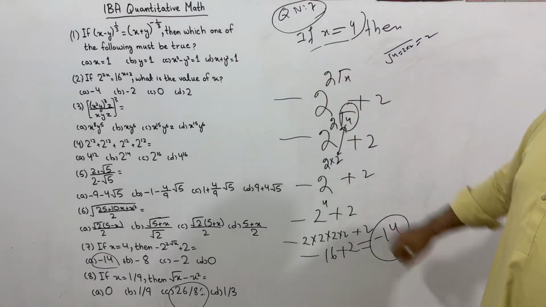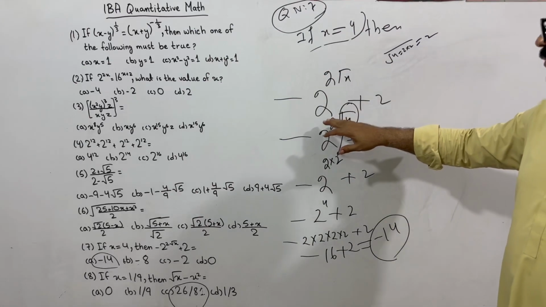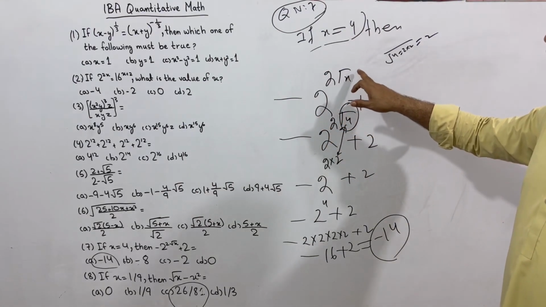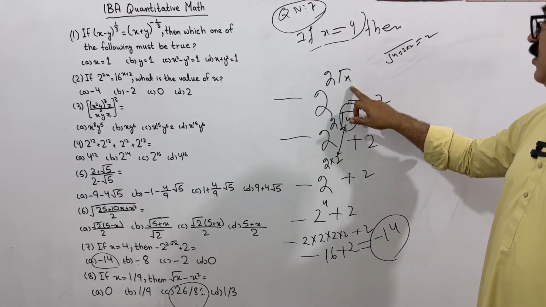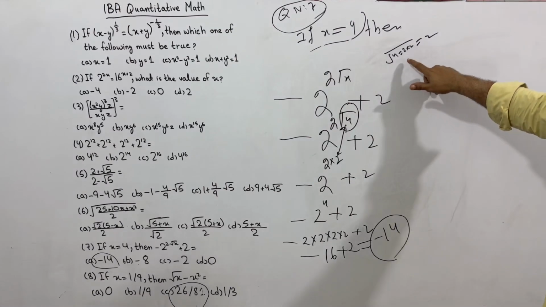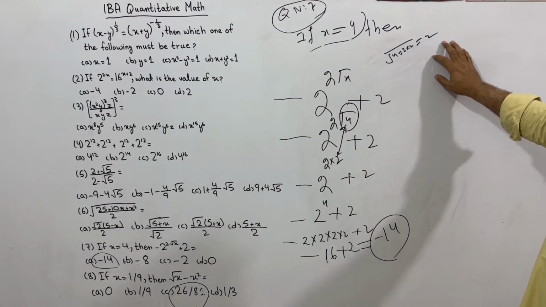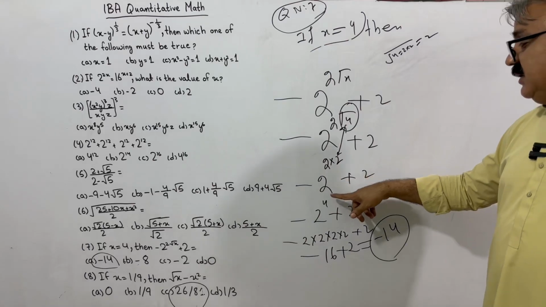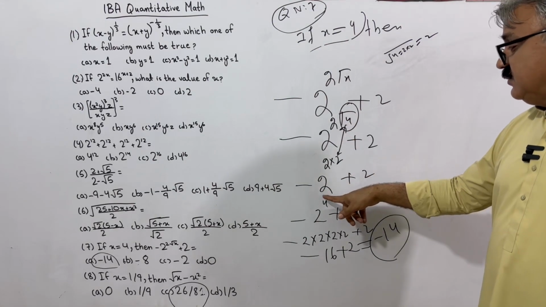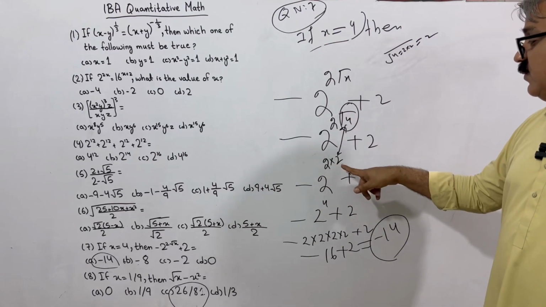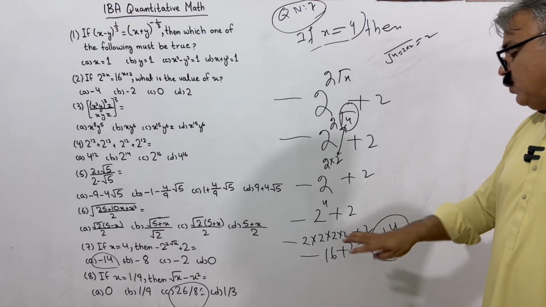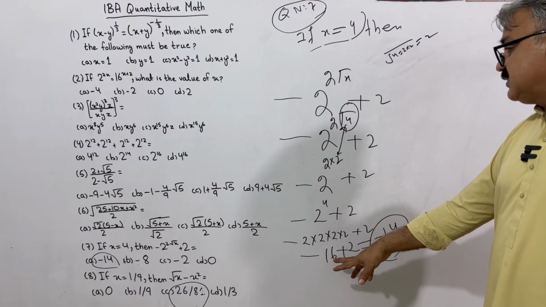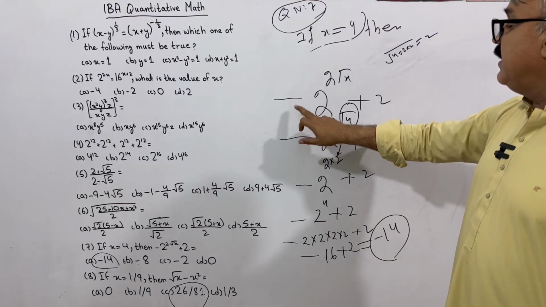If x is equal to 4, then evaluate minus 2 raised to root x plus 2. Plug in the value x is equal to 4. 4 is a perfect square, so root of 4 is 2. One can easily factor it out. So instead of root 4, write 2: negative 2 raised to 4. 2 raised to 4 means 2 into 2 into 2 into 2, that's 16, negative 16.